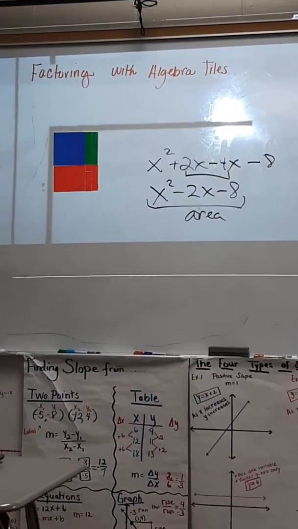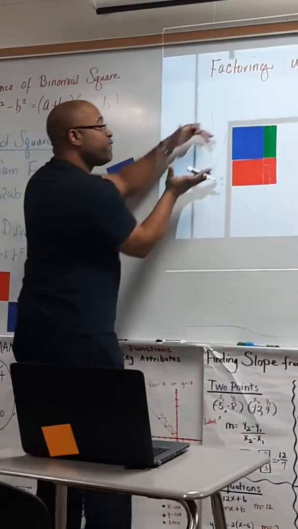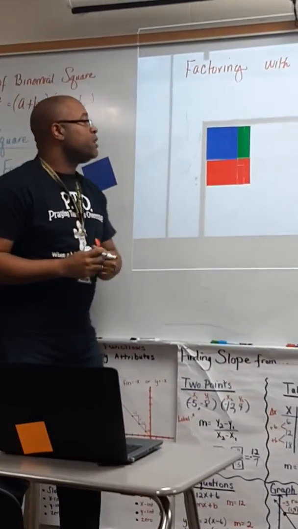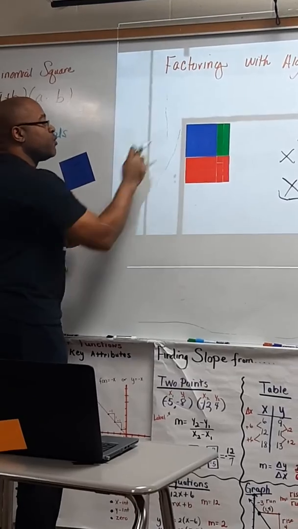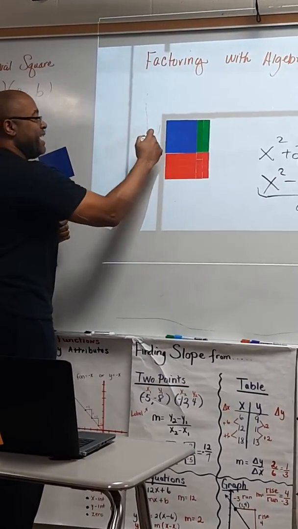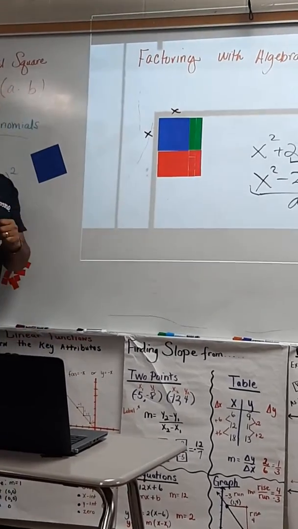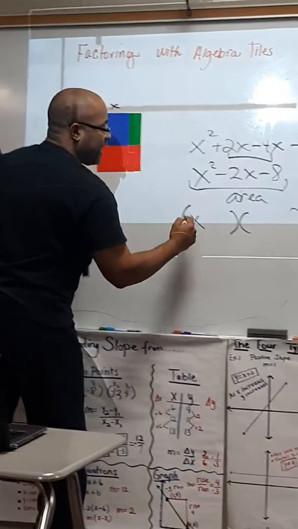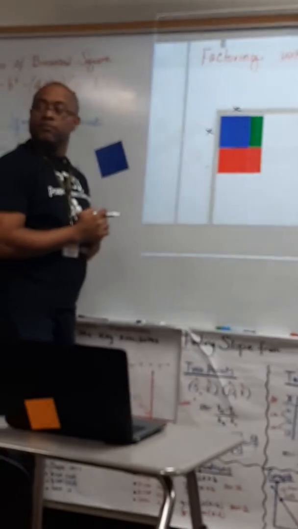But let's find out what the dimensions are. The dimensions are the factors that we use to multiply to give us this area. So let's start with the square. What are our dimensions of the square? X times x. So we know x so far. If we were factoring this, we would say x times x.